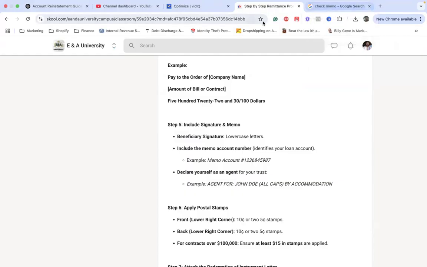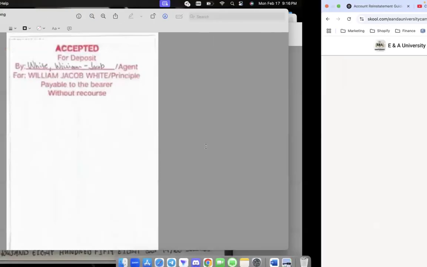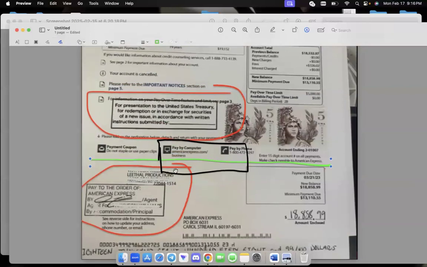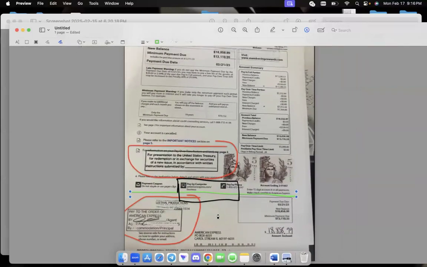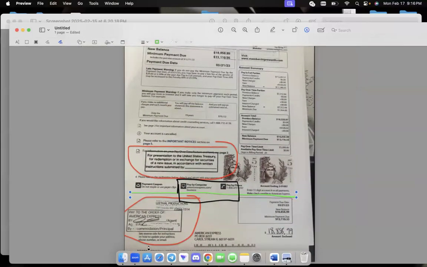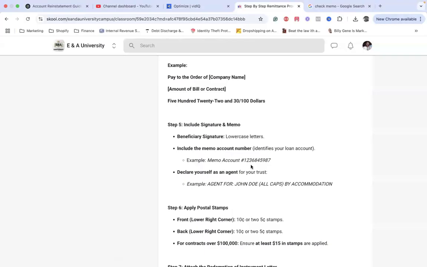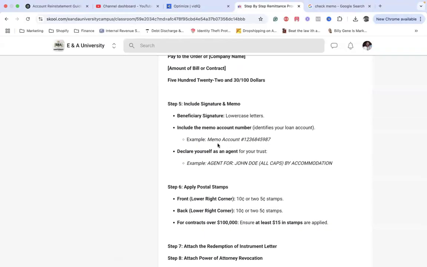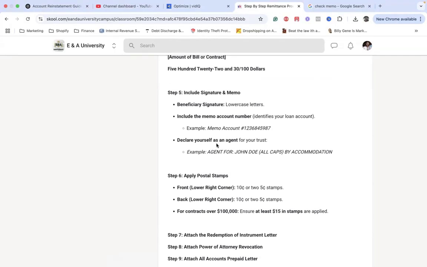Yep. So if you're looking at it as if it's a bill, if you're looking at it just like this, it would go right down here as the memo, the account number. So you'd put account number and then the account number because that's the memo. So account number on the bottom as if you were writing a check.